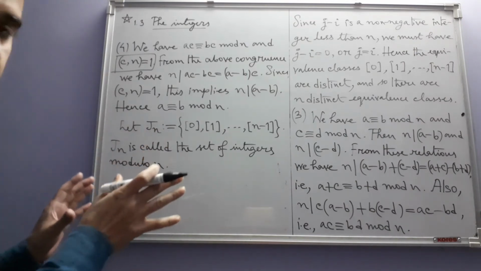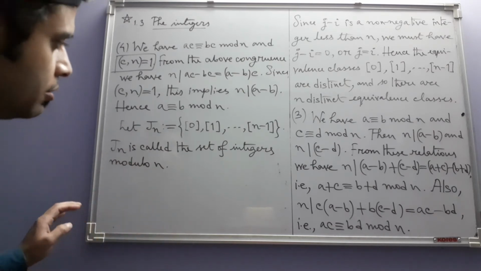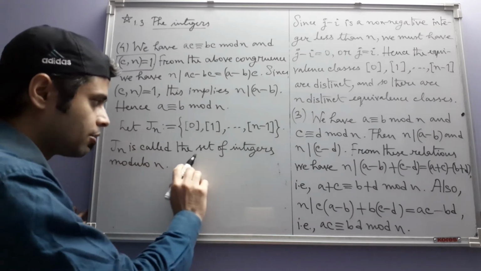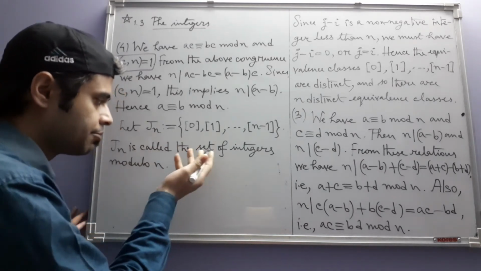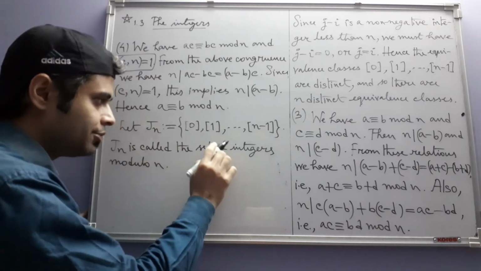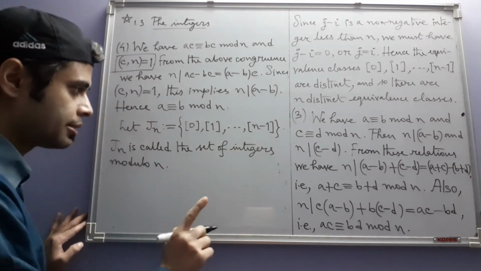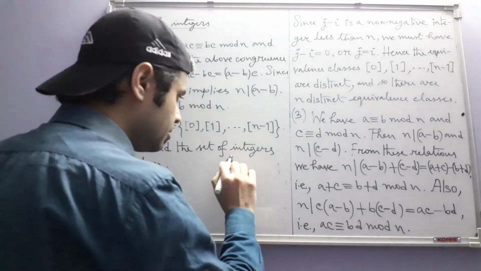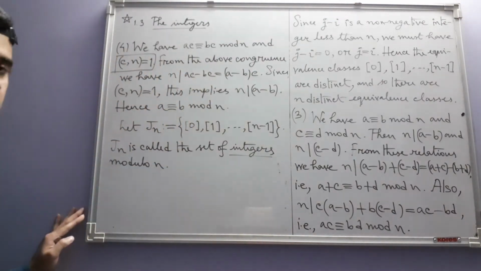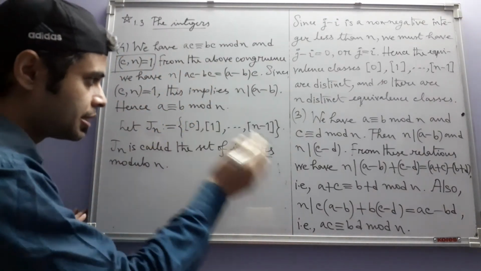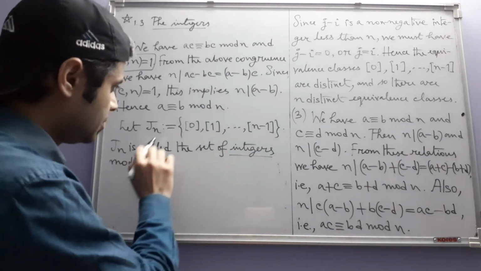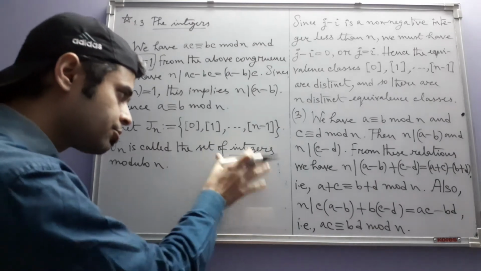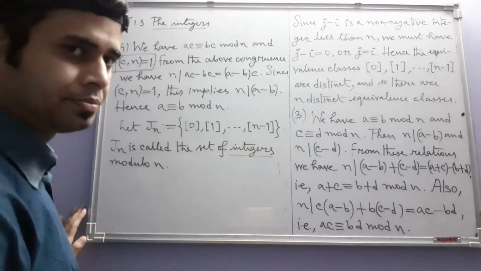This name may create some confusion. See, when we say Jn is called the set of integers modulo n, this is one mistake that people often make. It's not a set of integers, it's a set of sets. Set of congruence classes modulo n. Usually they are also called integers modulo n.